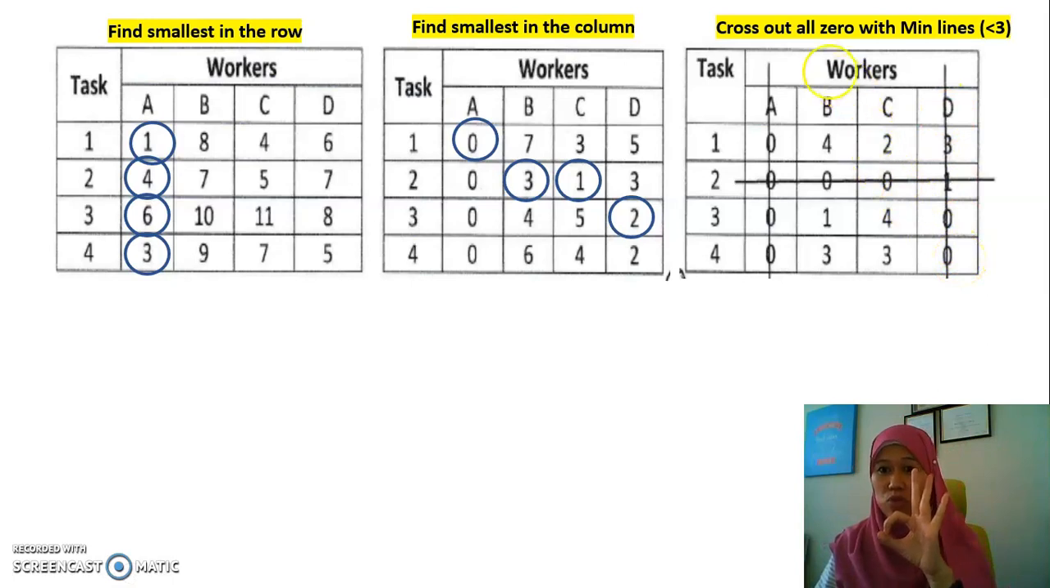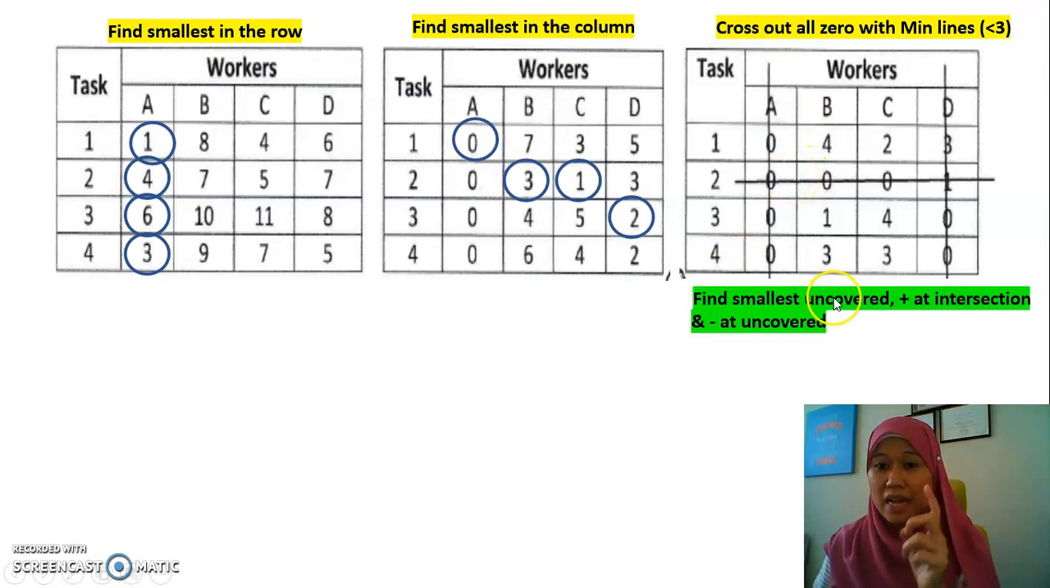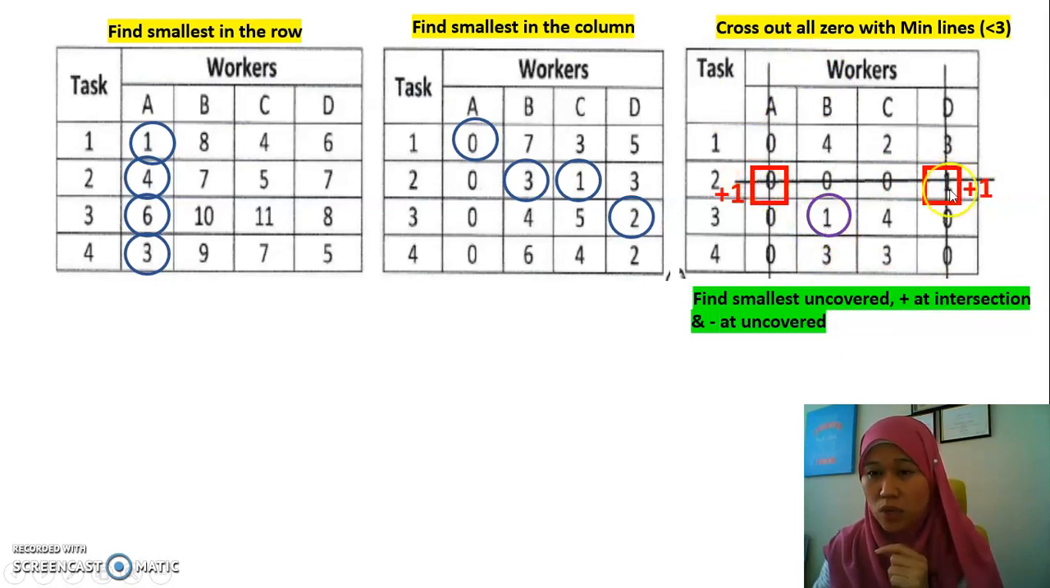So what you have to do, listen carefully: find the smallest uncovered number. These are the uncovered numbers. In this case, the smallest uncovered number is 1. Take the number 1 and go to the intersections. In this case, the intersections are here and here, where the cross lines meet. For these two, you need to add the smallest number, so plus 1 at this and plus 1 at this one. This one is going to be 1 and this one is going to be 2, because 1 plus 1 is 2.